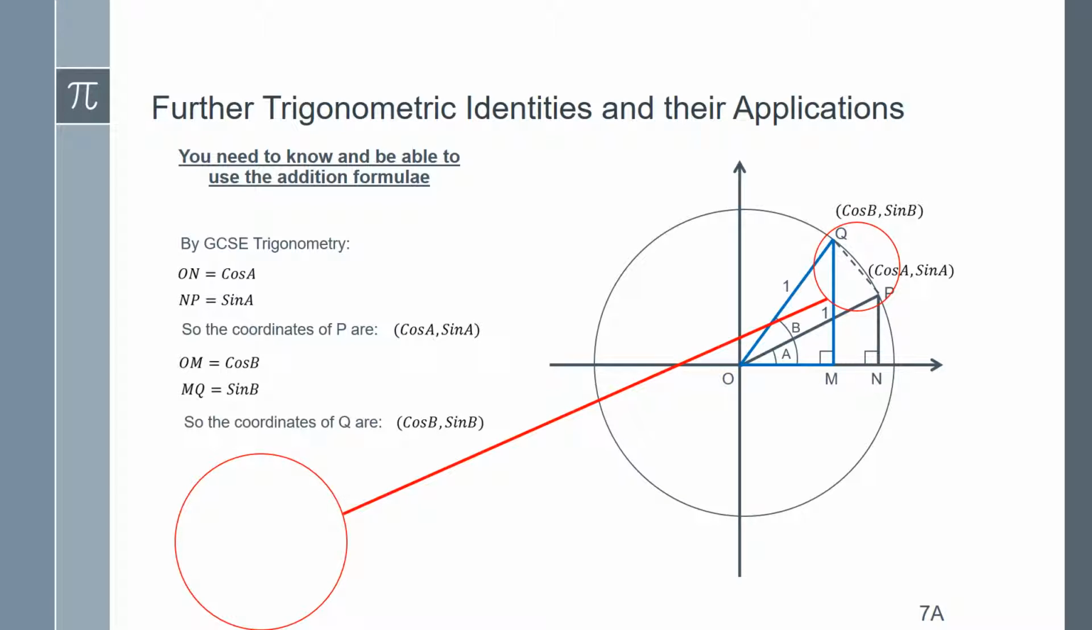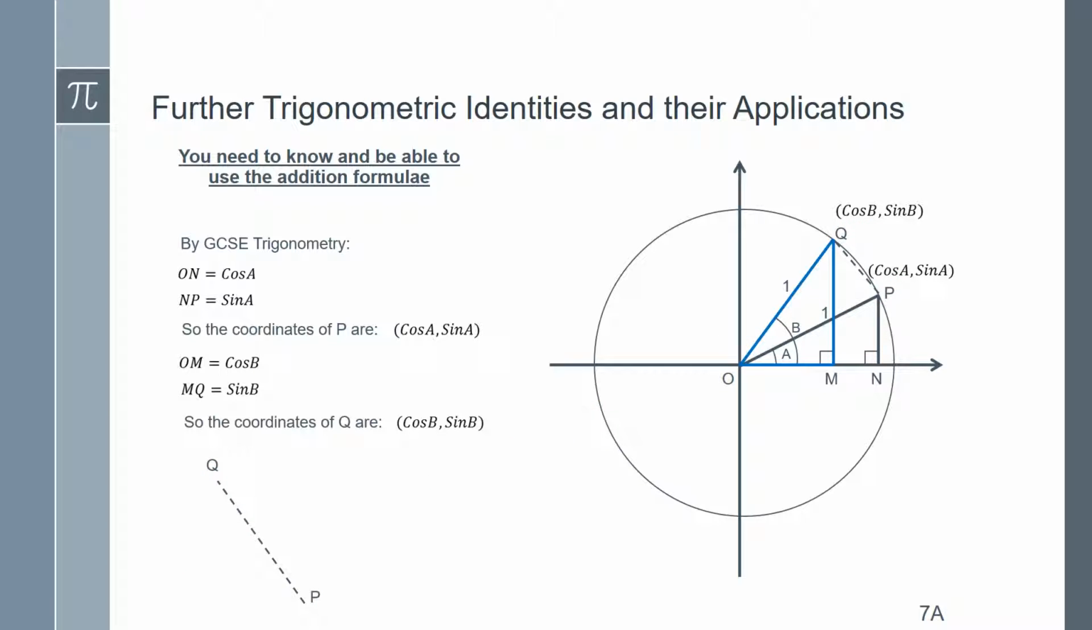The length from Q to P, we can work out. We can draw a little right angled triangle. We know the points cos A, sin A and cos B, sin B, so we can work out the length of the sides. That side is cos A minus cos B, and this side is sin A minus sin B. We can use Pythagoras to say that the length PQ squared is (cos A minus cos B) squared plus (sin A minus sin B) squared.